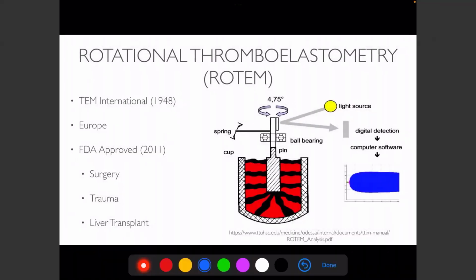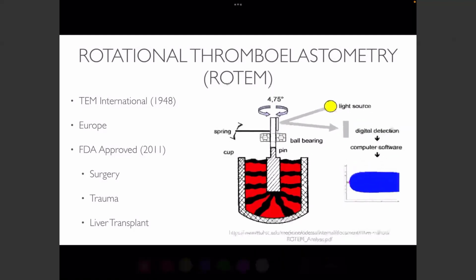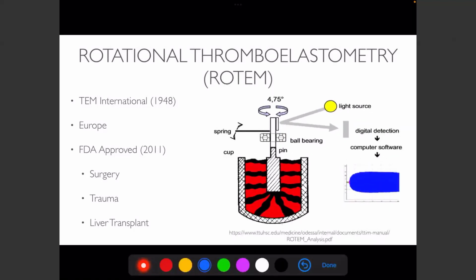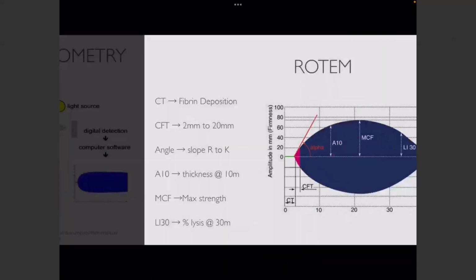So for Rotem, you have the same thing. 1948, they both kind of came into play. Rotem kind of has a market share in Europe, so it's much more common in terms of European studies to see Rotem. It was FDA approved in 2011 for trauma surgery, in addition to existing cardiac surgery and liver transplant. And like I said, the machinery is a little different, but for what we need to know, it's essentially the same thing. So you have the oscillating cup. It gives you the feedback as the blood gets more thick, and that's really the gist of it.